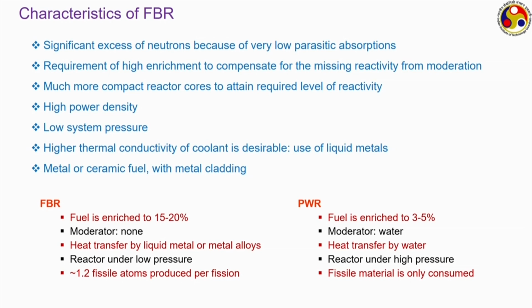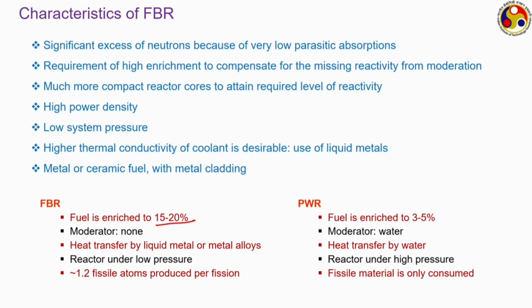If we go point by point, in case of PWRs we use only slightly enriched fuel, 3 to 5%, whereas in FBR we go for very high level of enrichment, 15 to 20%. The moderator in PWRs is water. No moderator required in case of fast breeder reactors, because we want to operate with the fast reactor itself. Heat transfer happens to the water because water is the coolant in PWRs, but for breeder reactors we have liquid metal or metal alloys acting as the coolant.